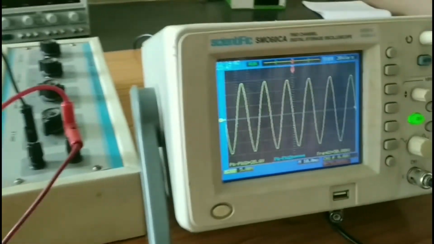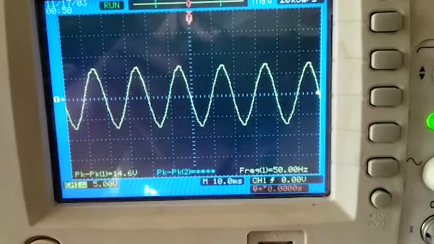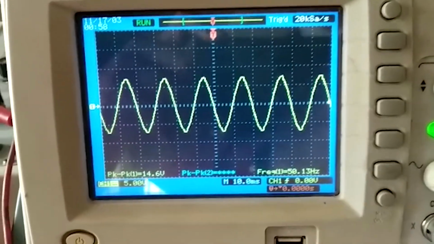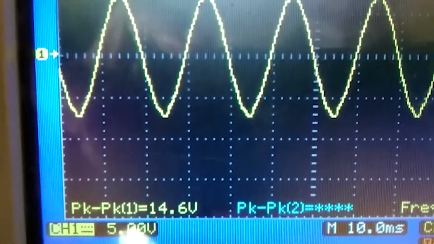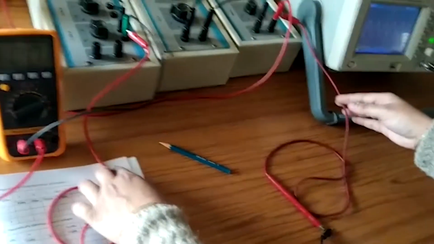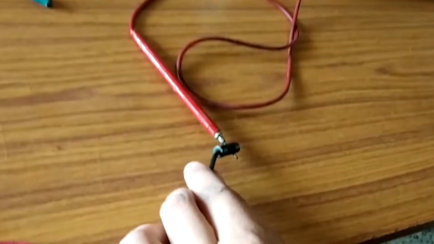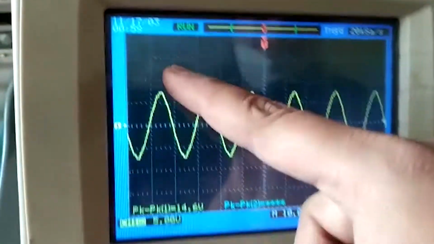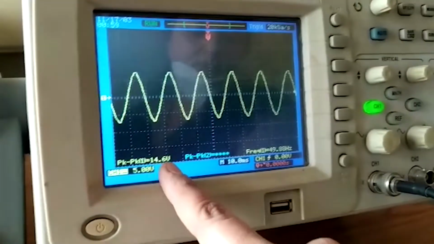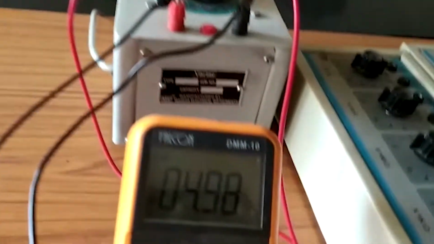Here we can see the frequency and peak to peak voltage. To observe the applied voltage waveform, we have to connect channel 1 of the DSO across the RLC circuit. Red probes show the positive terminal and black probes show the negative terminal. This waveform shows a peak to peak value of 14.6 volt, because we are applying 5 volt from the variac, whose value is in RMS.